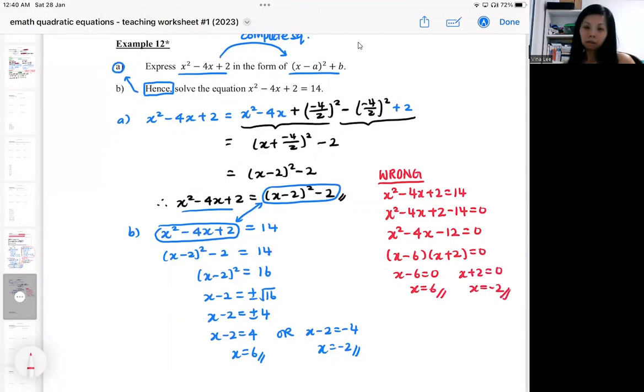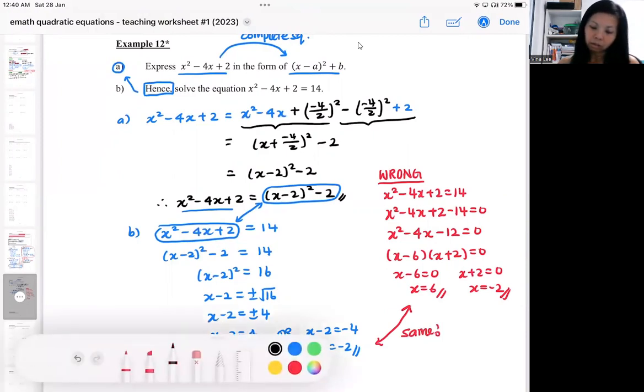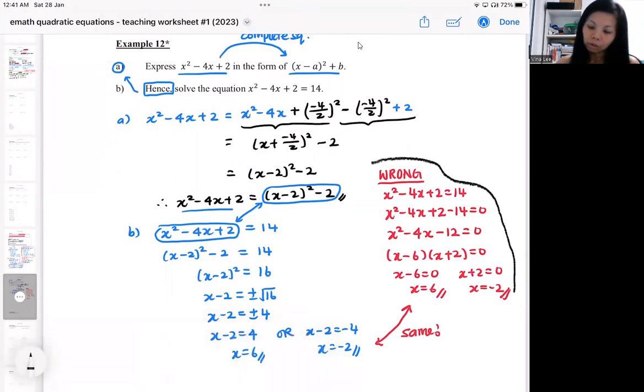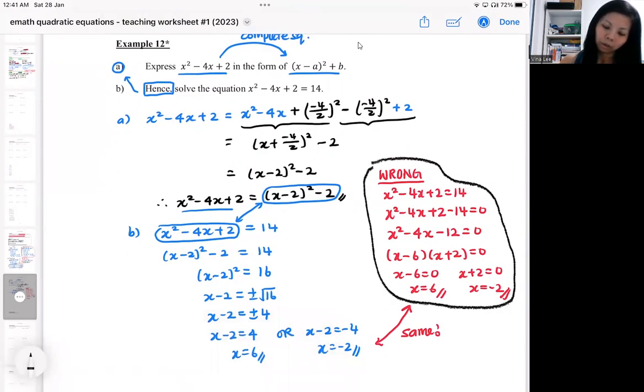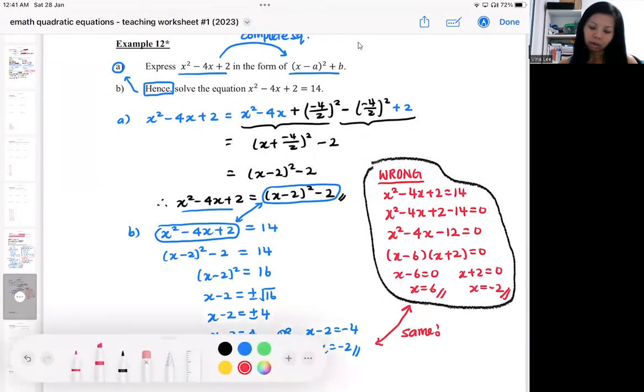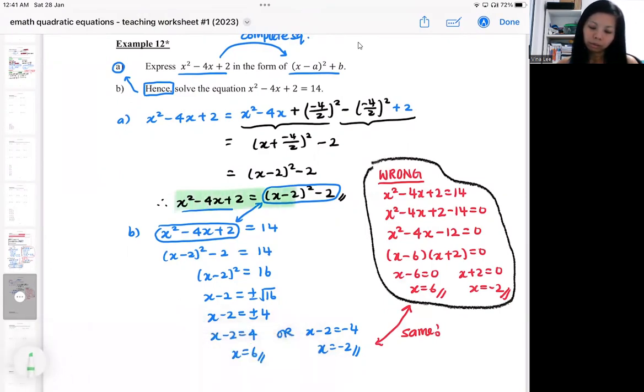Same answer, but then this student is being marked wrong. Because when I'm doing this method, I fail to use anything from part A. So I never get to use this expression. If you look at the wrong working, that's because you never use the answer in part A. So even though you've gotten the correct answer, it's not the method that is required.